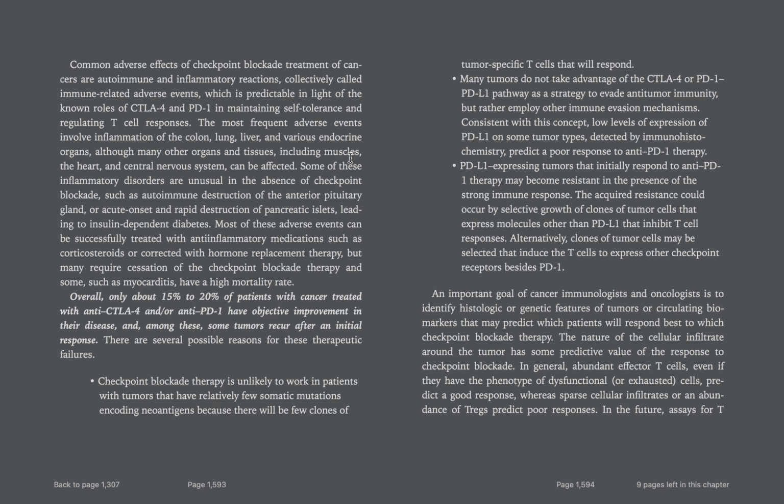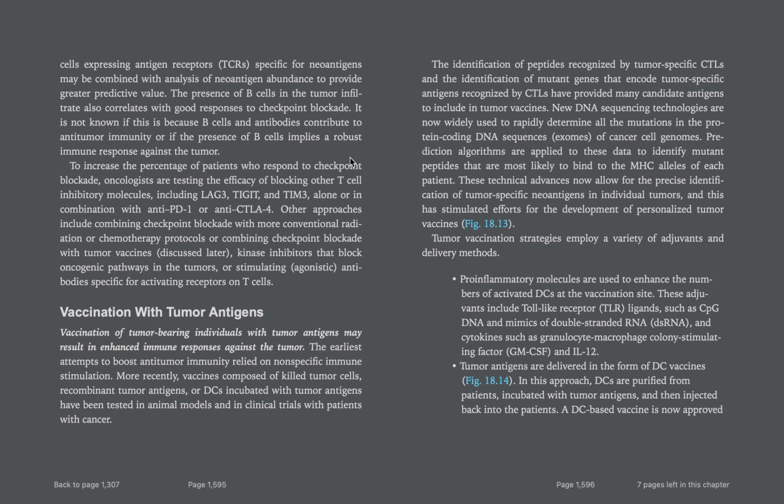In the future, assays for T cells expressing antigen receptors specific for neoantigens may be combined with analysis of neoantigen abundance and provide greater predictive value. The presence of B cells in tumor infiltrate also correlates with good response to checkpoint blockade. It is not known if this is because B cells and antibody contribute to anti-tumor immunity, or if the presence of B cells implies a robust immune response against the tumor.